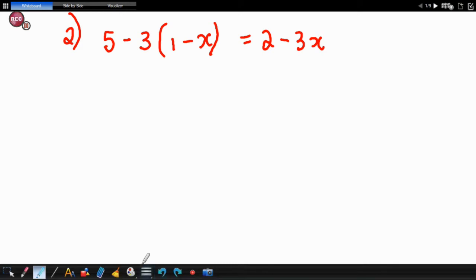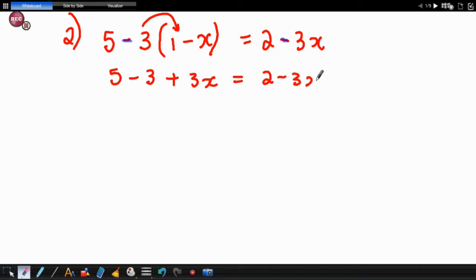It's because we then have to go and highlight that, okay, that means in this bracket, when I'm distributing this 3, it will go with the negative inside the bracket. So we'll have 5, right? And then this negative 3 will times the 1. It will become negative 3 or minus 3. Then you have negative 3 times by negative x, which will become positive 3x, right? And then you have equal to 2 minus 3x.